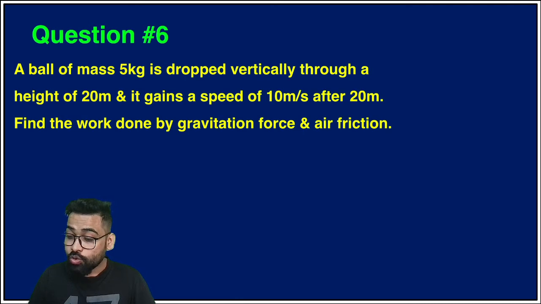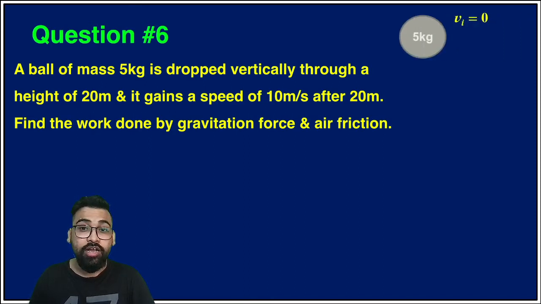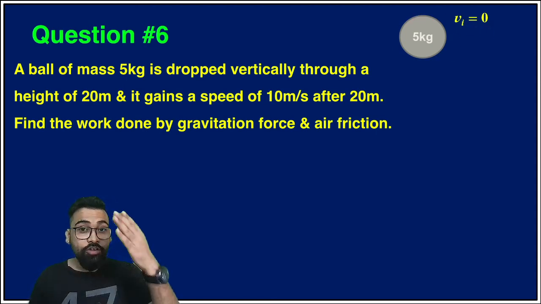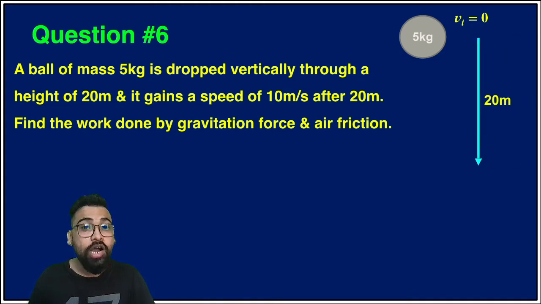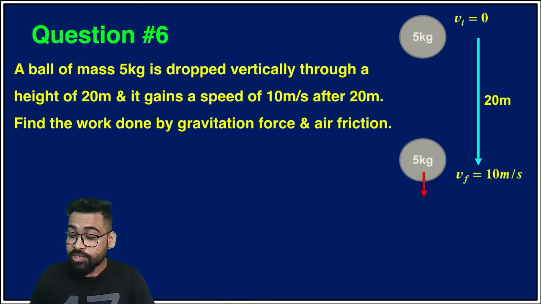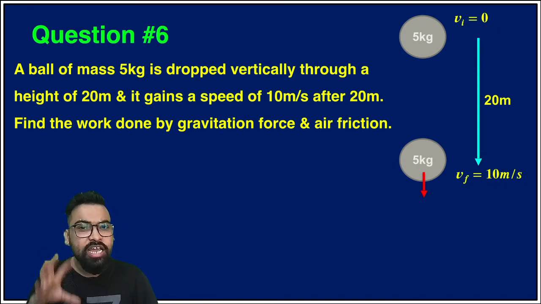At that point, you are being asked overall what would be the work done by gravitation force and what would be the work done by air friction. So what I will say is that if my ball is falling, initially if this 5 kg ball I want to take, initial velocity turns out to be 0. Now if it falls through 20 meters, you are being told that now the velocity is 10 meters per second. So you are given initial velocity, you are given final velocity. We get a feeling that we can use that work energy theorem because change in kinetic energy is given.